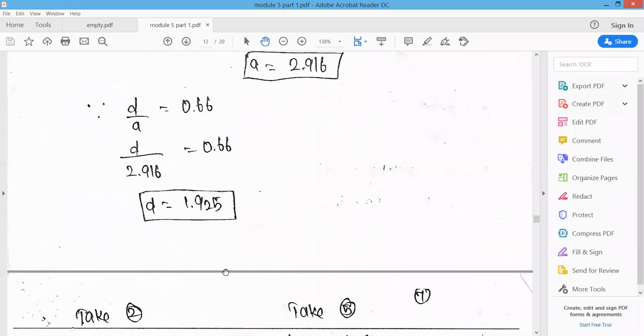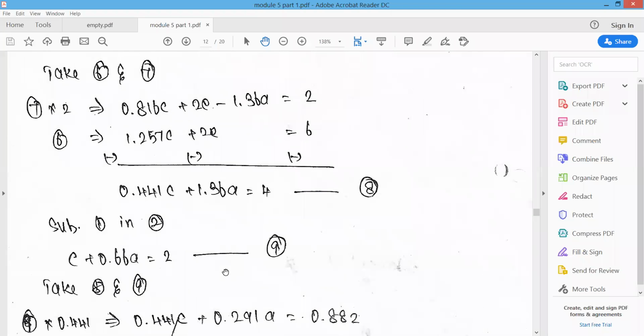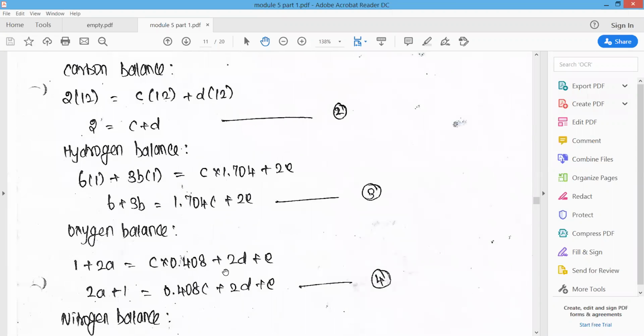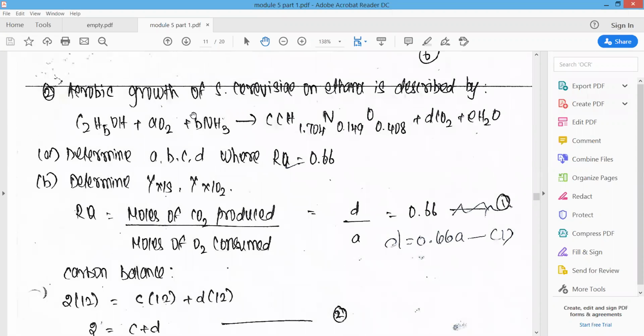Okay, so remember, this problem will be solved by this method only. The values will change, but the method will not. For aerobic growth of Saccharomyces cerevisiae, only this equation will be there. So whoever cannot remember the steps, just try to remember the steps. In this way only we have to do, because this problem will come only in this way.